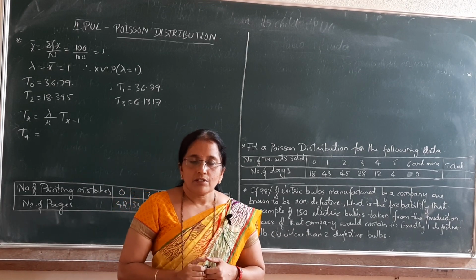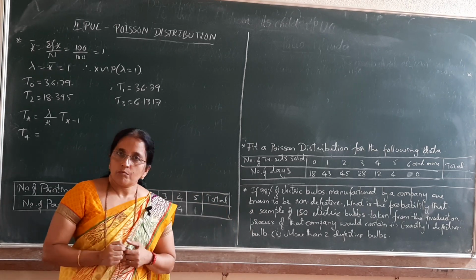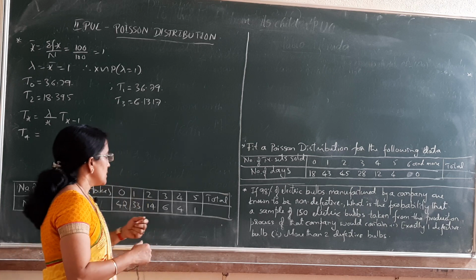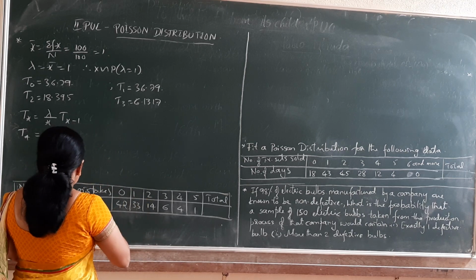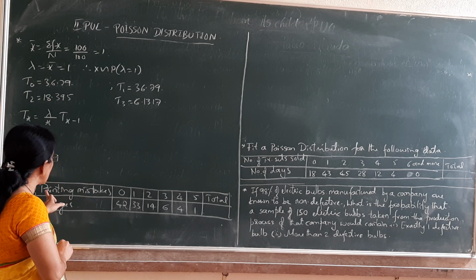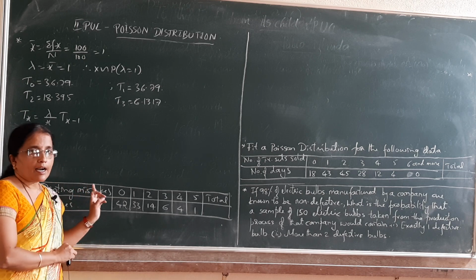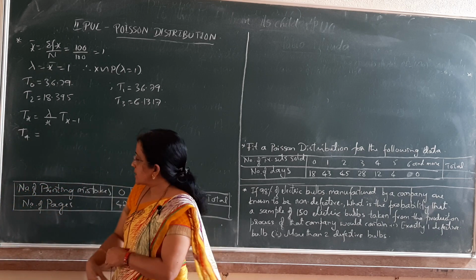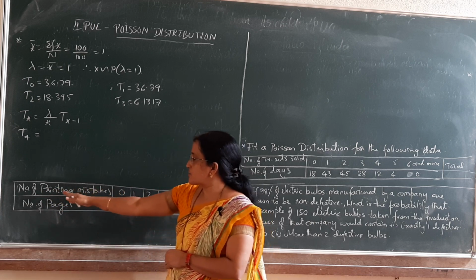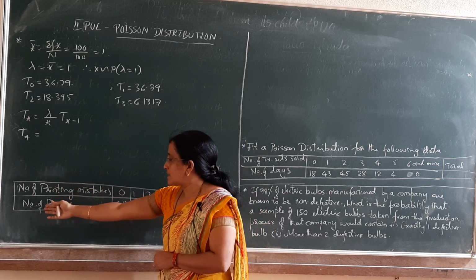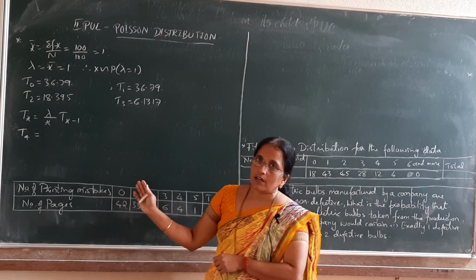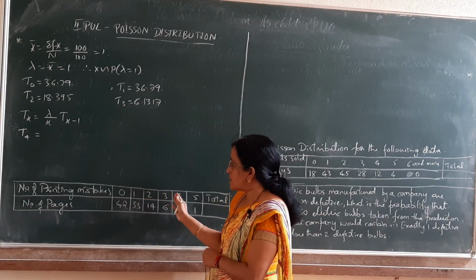In the last session, we were solving a problem on Poisson distribution, especially a problem on Poisson fitting. The problem is like this: fit a Poisson distribution for the following data, and the data is given with regard to the number of printing mistakes. Then the number of pages will be given. This represents that the given distribution is an observed frequency distribution.